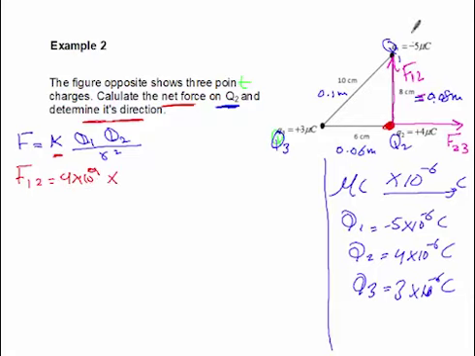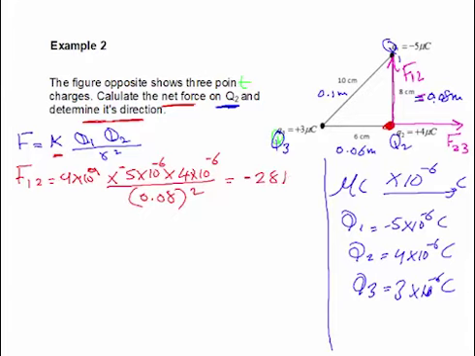Times, we have our Q1 and Q2, minus 5 times 10 to the minus 6 times 4 times 10 to the minus 6, divided by the distance here, 0.08, and do not forget the square. This is going to give us minus 28 Newton.